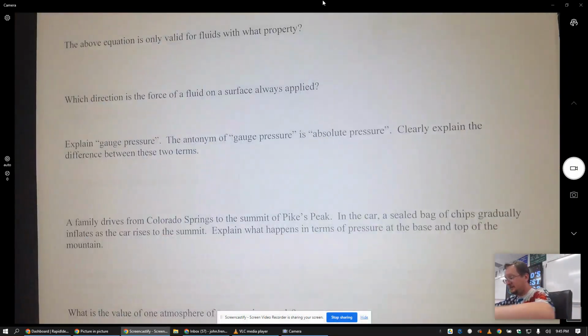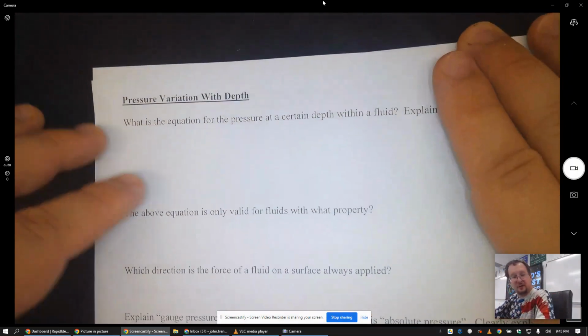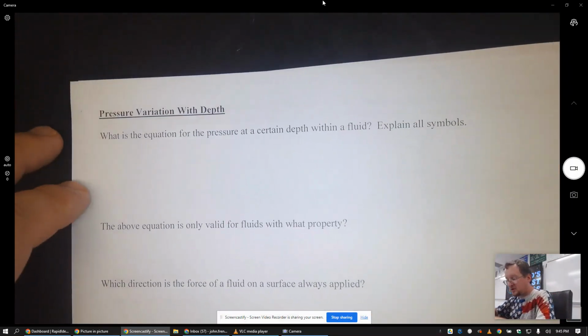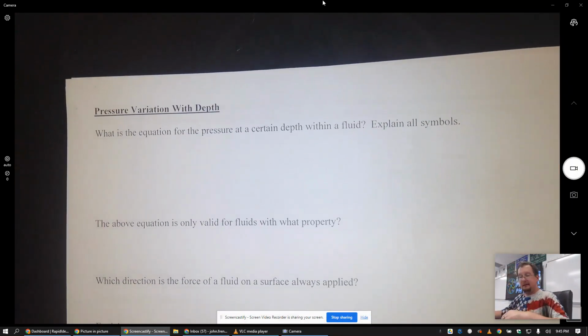Isn't that crazy? Pressure varies with depth. This is being recorded shortly after the Oceangate debacle. I'm just going to tell you that right now. I can probably tell about when it was recorded based on the shirt I'm wearing, right?